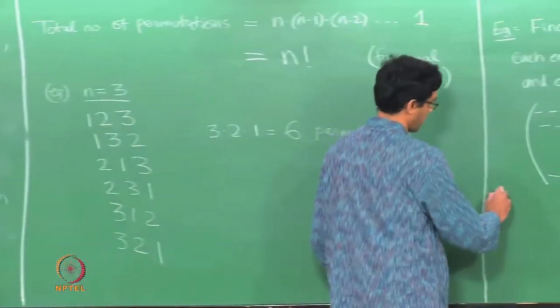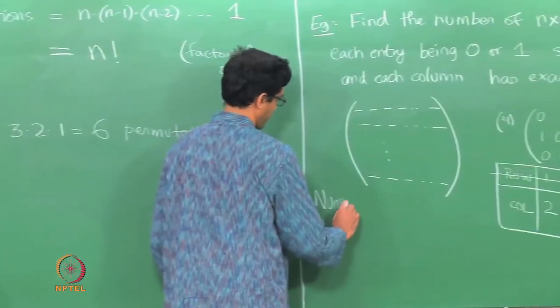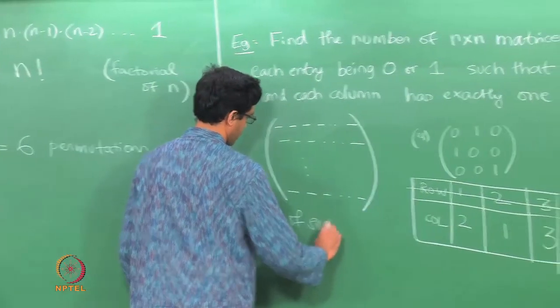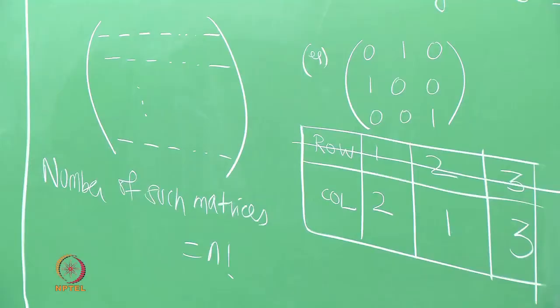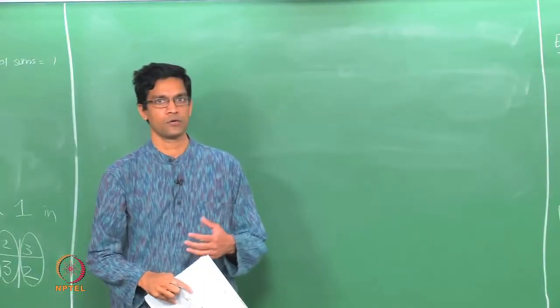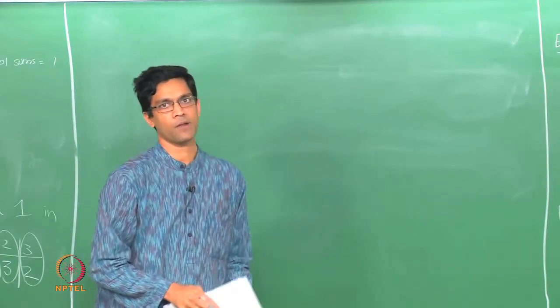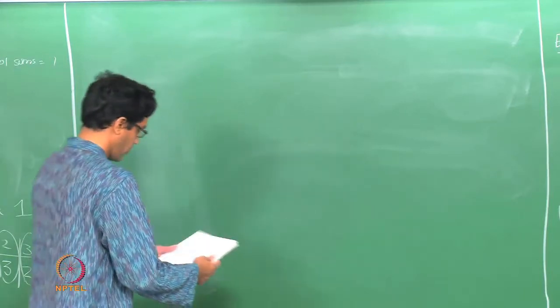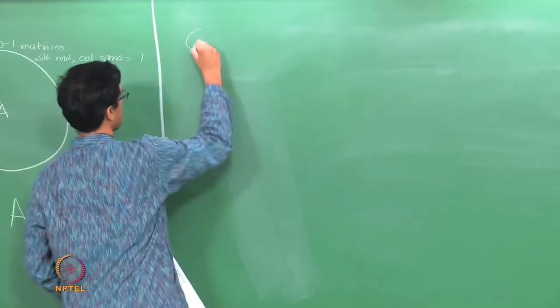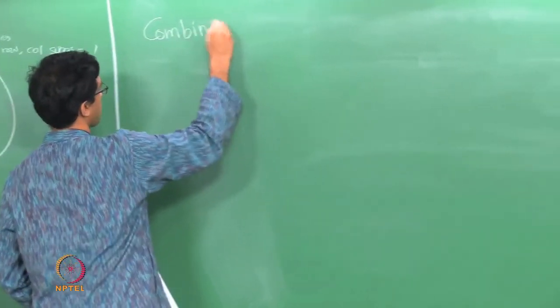So the number of such matrices is also n factorial. This notion of bijection is rather important. It will come up again and again when one is trying to work with counting problems. It allows you to recognize a somewhat more complicated problem as being the same as potentially a simpler problem. Okay, so I just talked about permutations. The other important notion is that of combinations.